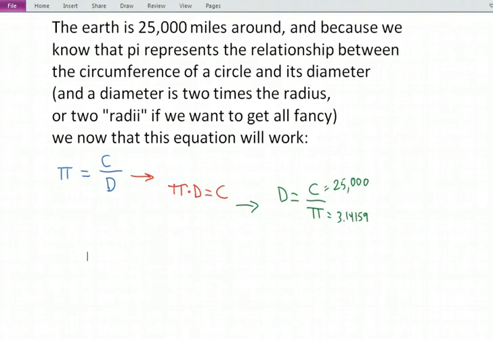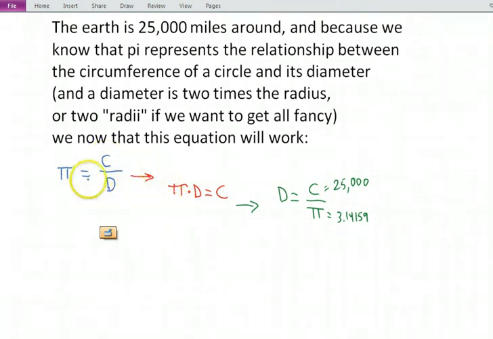One of the things that we talked about was how the Earth is about 25,000 miles all the way around. And we know that pi represents the relationship between the circumference of a circle and its diameter. As we also reviewed, a diameter is 2 times the radius, or 2 radii, if we want to get all fancy. So this is the equation that we had, which is that pi equals circumference over diameter for any circle.